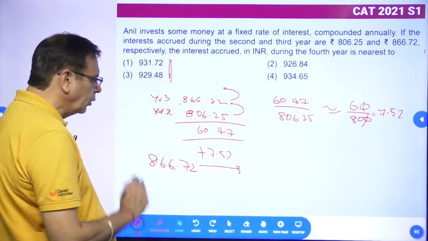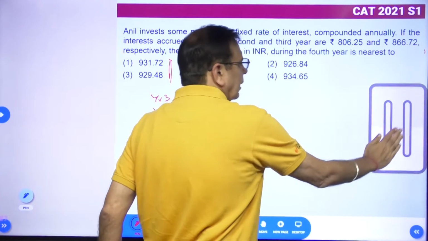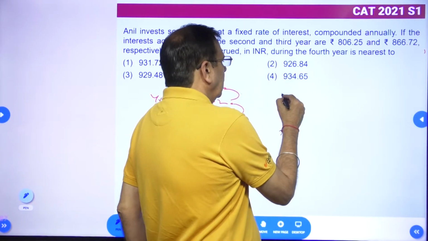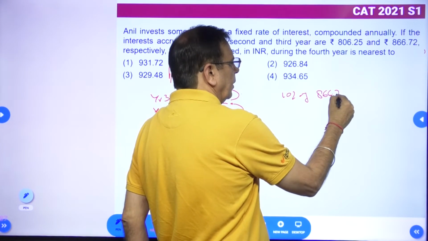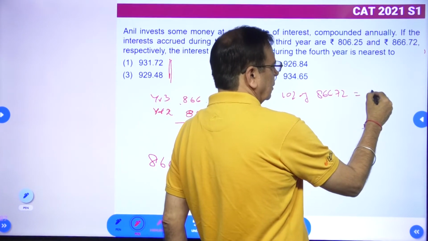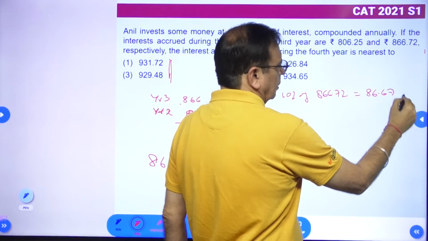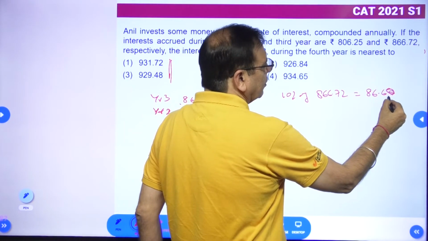Okay. What is 7.5% of 866? We don't know. Let's look at how to calculate that part also. 10% of 866.72 will be 86.67. To make my calculation again simple, I will take it to be 86.68.